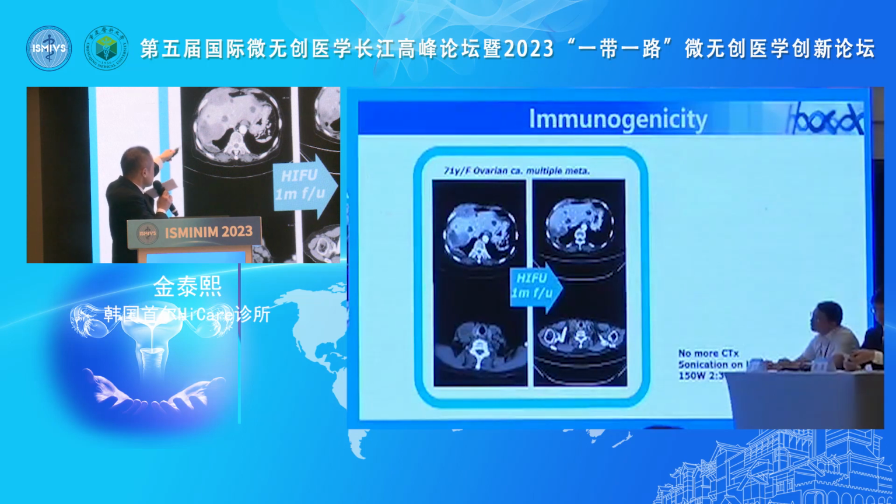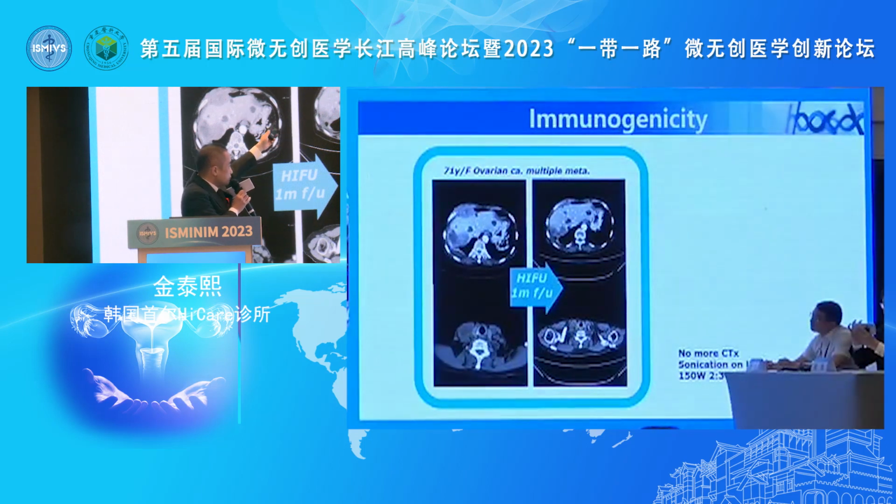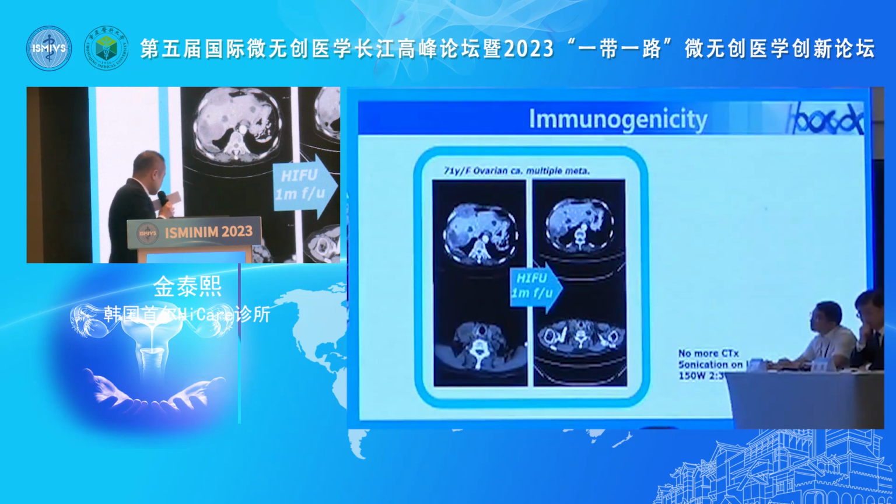So I treated this segment lesion, and this lesion was actually big and some parts were too deep. So I treated superficially, but 1 month later, all the tumors had rapidly shrunk. And the interesting part was the neck lymph node. I didn't treat this neck lymph node.